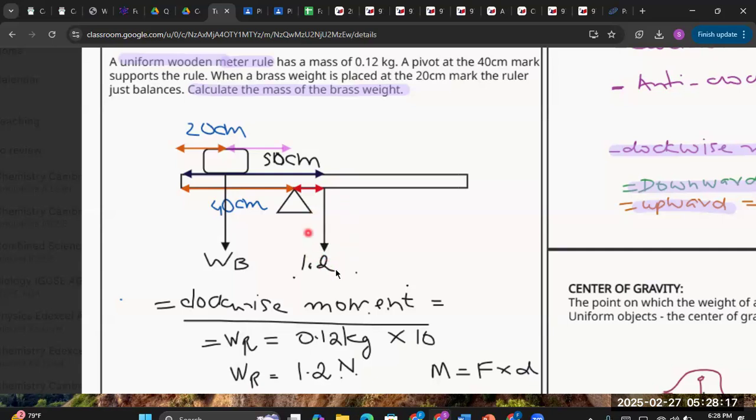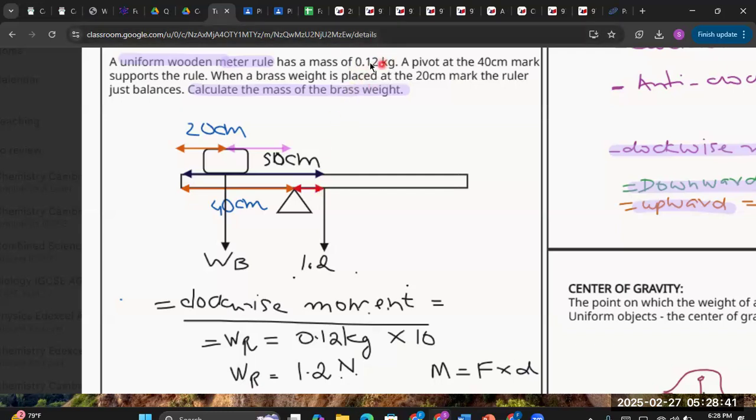So first we calculate the clockwise moment. The clockwise moment is going to be force into distance. And we need the distance from the pivot. Now the thing is, Hajra, that the distance from the pivot is not given to us, right? We will have to figure it out ourselves.